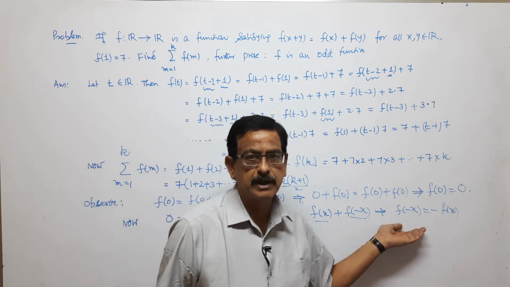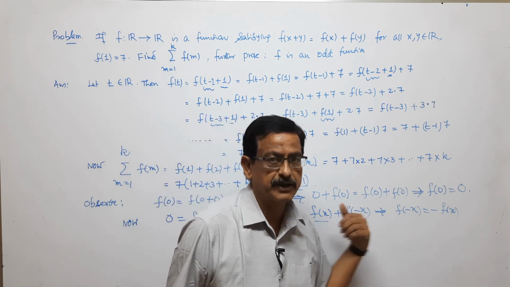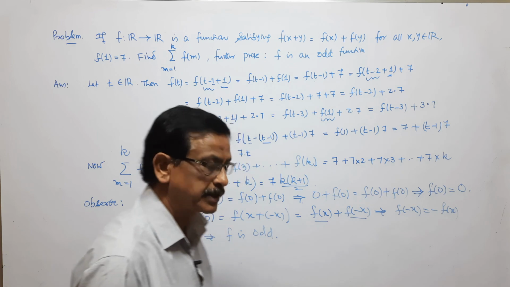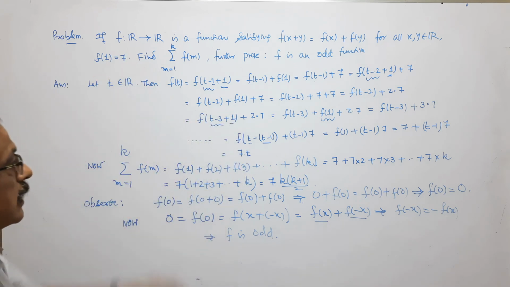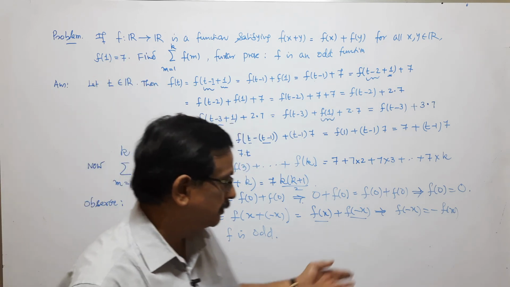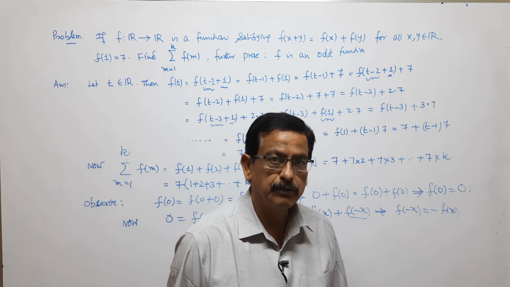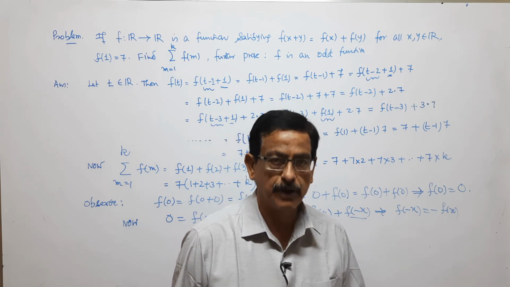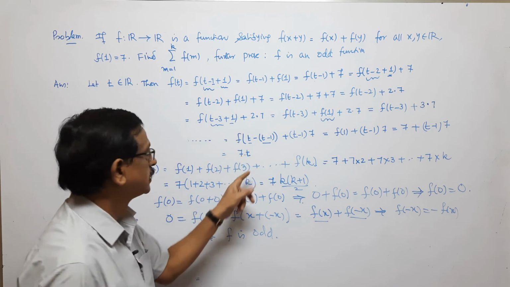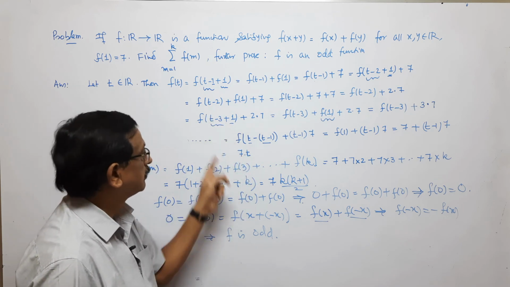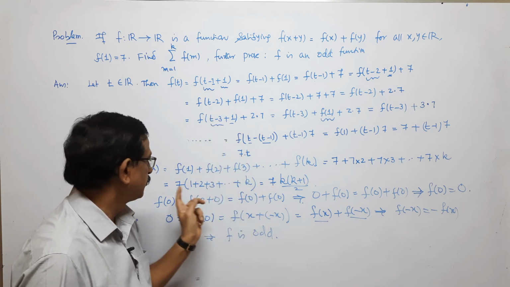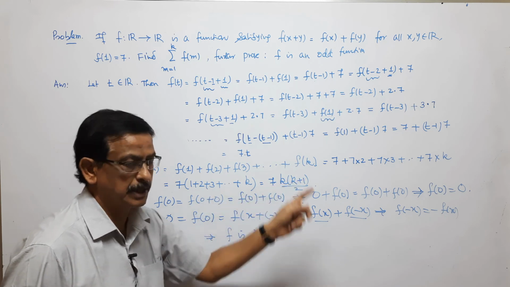What do you mean by an odd function? f of minus x equal to minus fx for every x in R. That's an odd function. So that's a very interesting problem, which is a simple application of functions. Of course, I have used the induction value: 1 plus 2 plus 3 plus up to k is k into k plus 1 by 2.